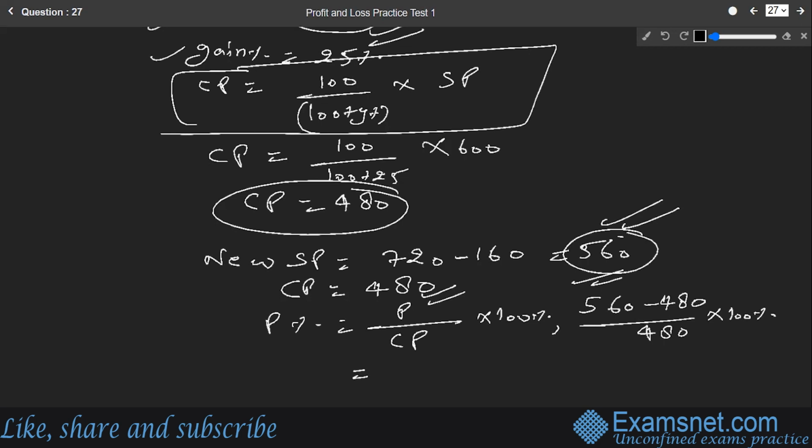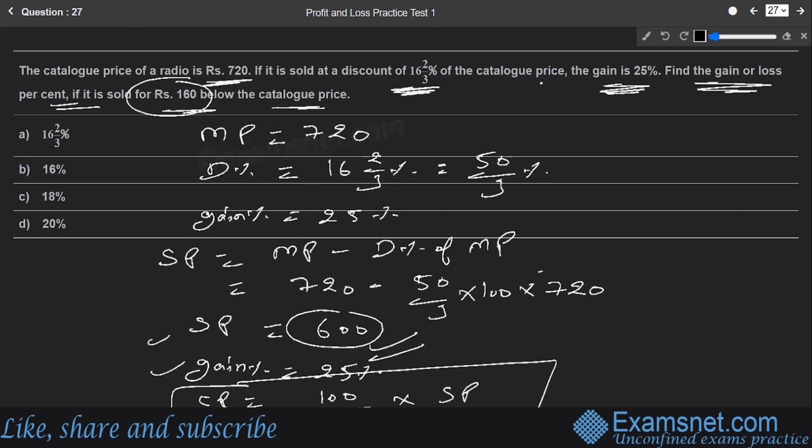This comes out to be nothing but 80 by 480 into 100%. That is nothing but 100 by 6, or 16 2/3%. So the ultimate profit at the end of the question is 16 2/3%, which is available in option A, and that is the right answer.